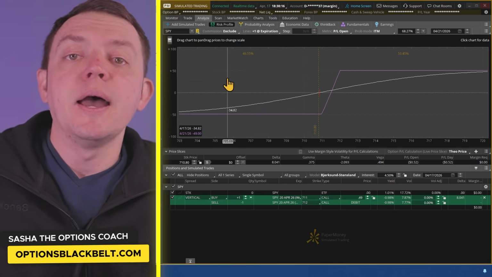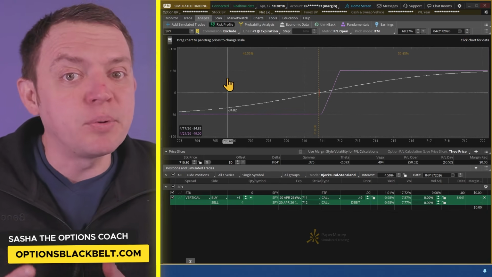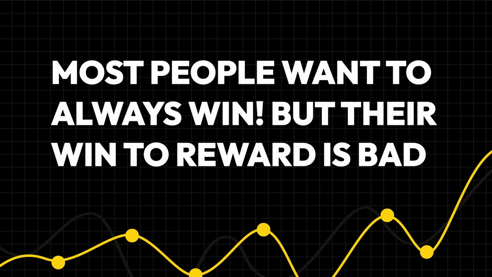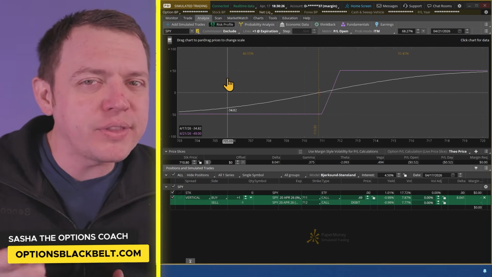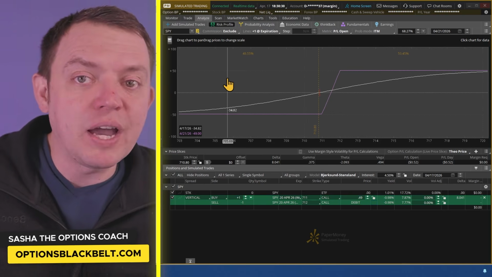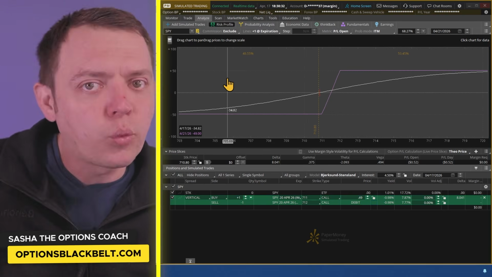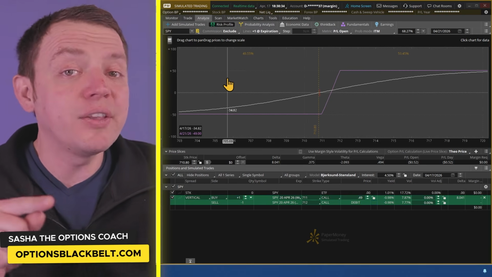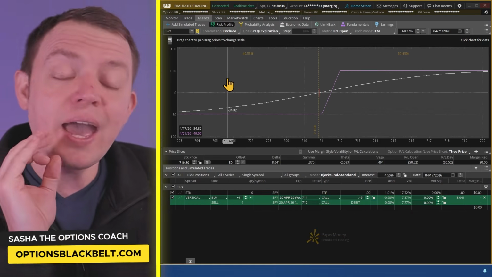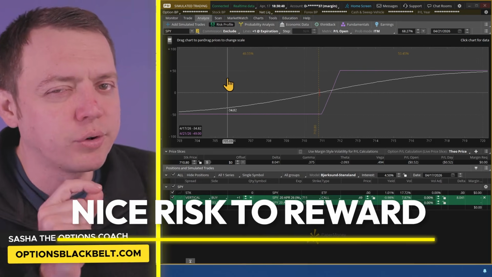So you can see. But the issue is that most people, what do they want? They want to constantly keep winning, and their win rate is really high. But the amount they win is very small and very tiny. And at the end of the day, when you have a loss, it wipes out a great deal of those winners. Compare that to an at the money vertical spread like this one, where you have a really nice risk to reward ratio.